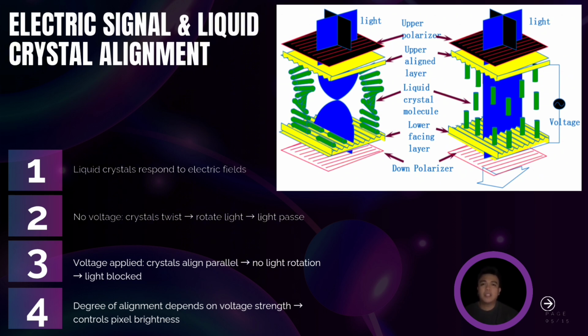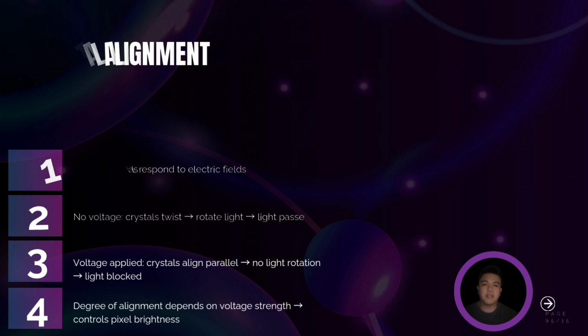When voltage is applied, the molecules align in a straight direction. This alignment stops the light from rotating, causing it to be blocked by the second polarizer. The pixel then appears dark. By adjusting the voltage level, we can control how much light passes through, which determines the brightness of each pixel.